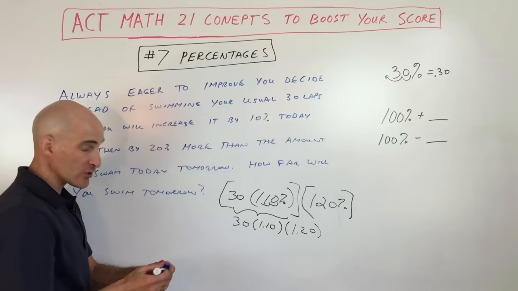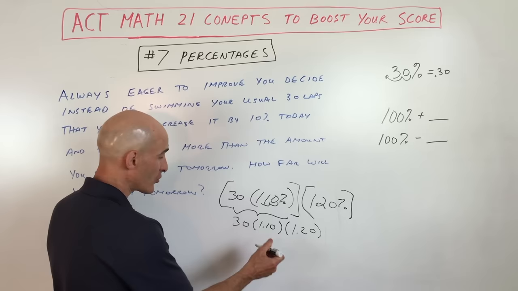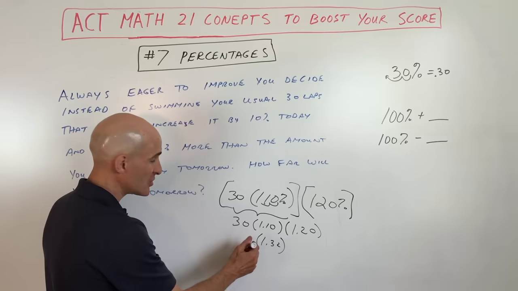If we do that, I just want to show you something really quick. 1.1 times 1.2 is actually 1.32. So what that means is you're actually increasing the amount that you're swimming by 32%. See, not 30%, it's actually 32%.